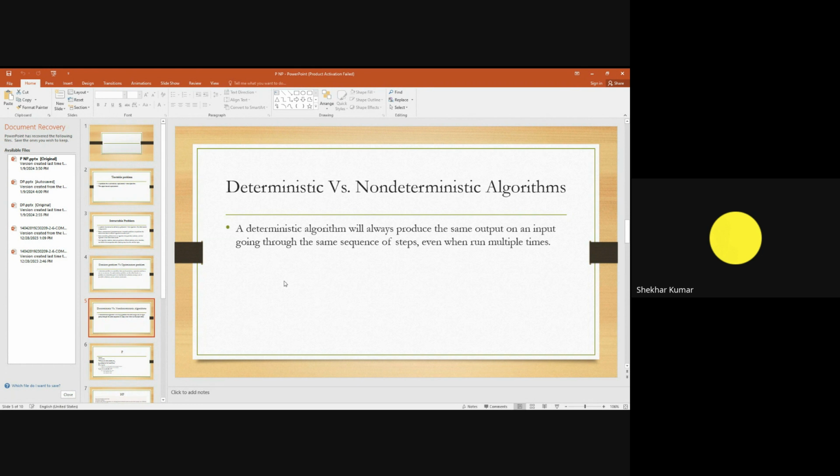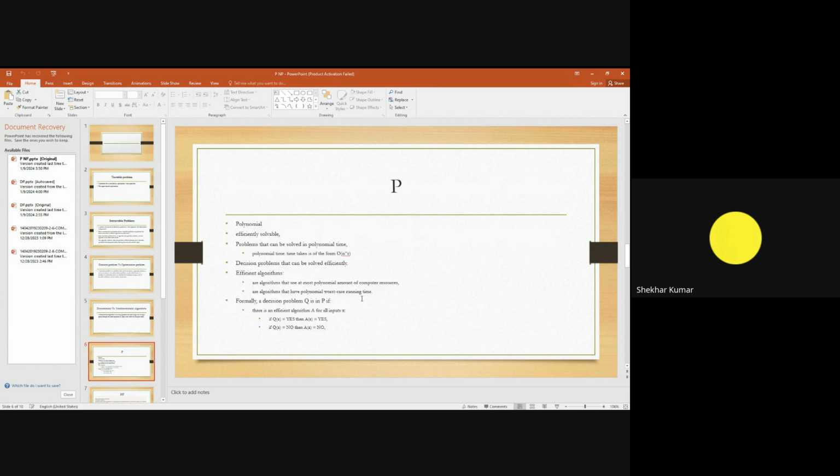So these types of algorithms, these complexity classes, are classified into different classes of problems. The first class is called P-class problems. P-class stands for polynomial time problems.